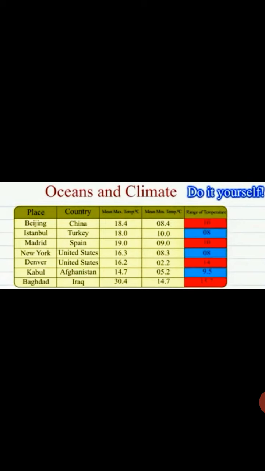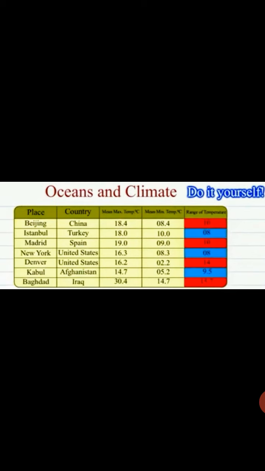Students, open page number 35 of your geography textbook. Which places are closer to the ocean? Tell whether the range of temperature at these places is lesser or more. The answer is Istanbul and New York are closer to the ocean. The range of temperature at these places is less. Okay, you have to copy the question after writing Istanbul and New York. I hope you have written the answer of the first question.